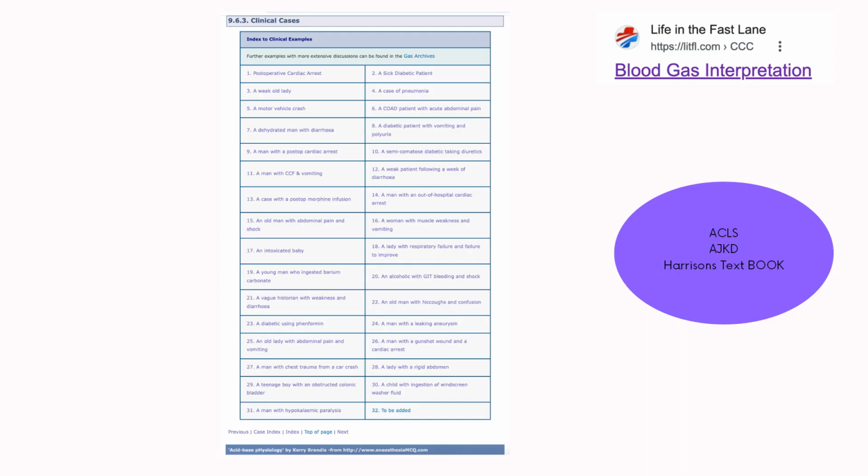I've shown the sites from where I have taken many of these samples, apart from ward round scenarios as well. And I urge you all to visit these sites: anesthesiaMCQ.com, Life in the Fast Lane, ACLS scenarios, the American Journal of Kidney Diseases, and the Harrison textbook. If you use the method and the process that we've described, you would reach the same analysis that these authors have reached as well.